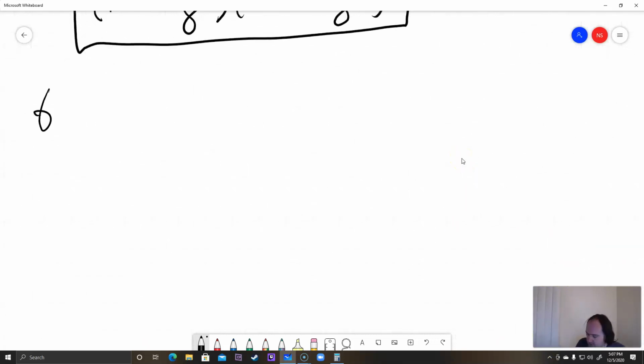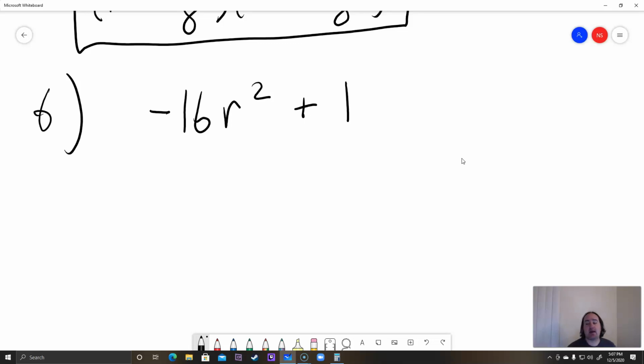Okay, so problem number 6. For this one, we have negative 16r squared plus 1. Now this problem is outright tricky. The reason it's tricky is, I know I said there's no such thing as the sum of squares, and there's only such a thing as the difference of squares. However, if these terms are opposite signs like this, we can actually still write this as the difference of squares.